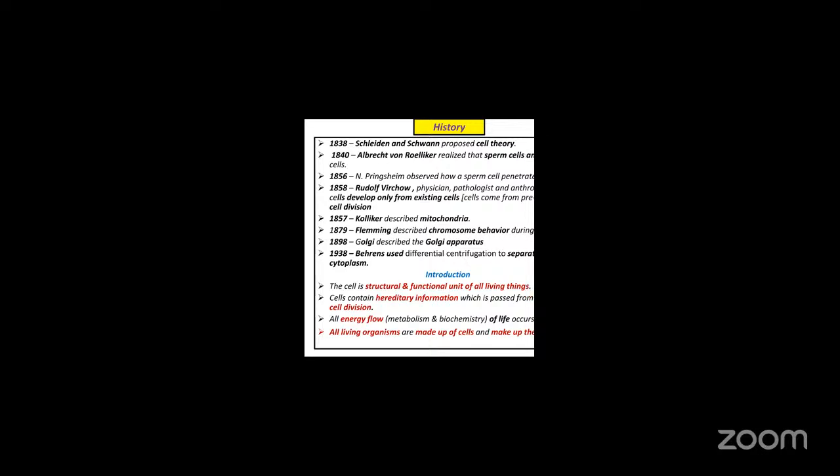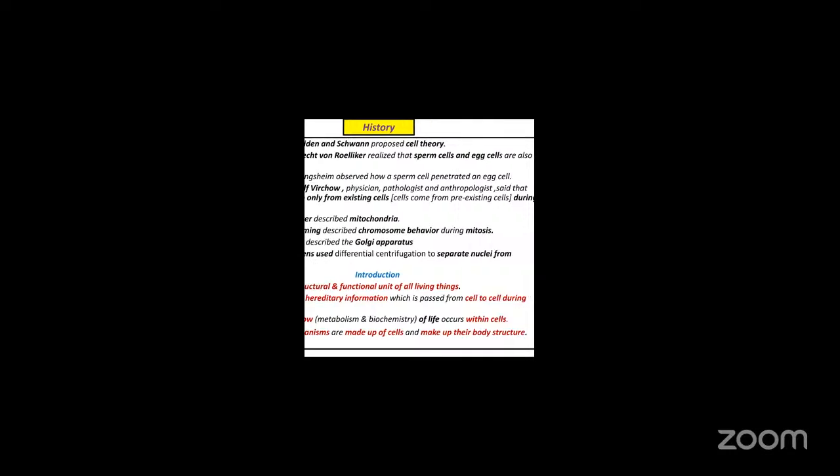During the process of cell division only, this hereditary information will be passed on. And all the energy flow, that is the metabolism as well as the biochemistry of life, occurs within the cells. So we can say that almost all the metabolic activities through which energy is being transferred from one cell to another cell all occur in the cell itself. All the living organisms are made up of cells, and they make up their body structure. So without the cells, there is no life at all.